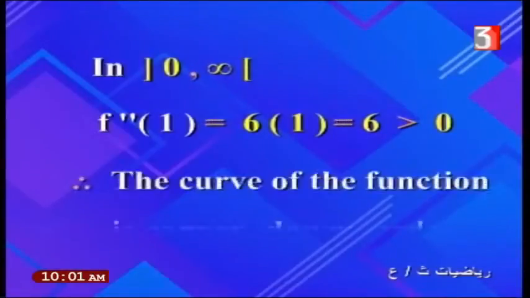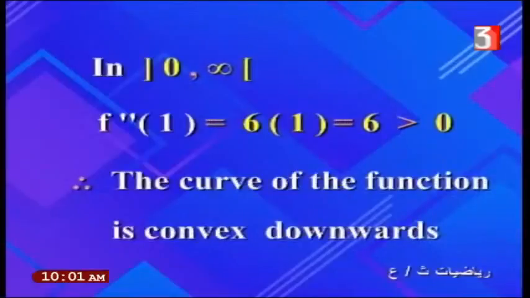And in the other interval, open 0 and infinity, we choose a number like 1. Then f double dash 1 equals 6 times 1 equals 6, bigger than 0. Then the curve of the function is convex downwards in this interval.